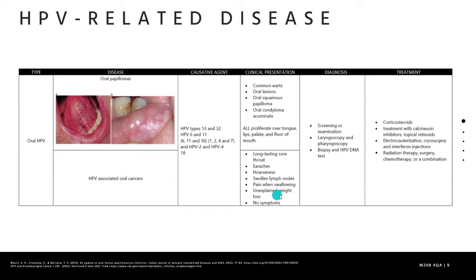Meanwhile, HPV-associated oral cancers may manifest as long-lasting sore throat and earaches, hoarseness, and swollen lymph nodes. Both of these diseases you can diagnose via screening or examination by the doctor to inspect the throat, the larynx, or the base of the tongue. You can do laryngoscopy and pharyngoscopy. And then finally, a biopsy can be done, and then you do microscopic examination and testing for HPV DNA.